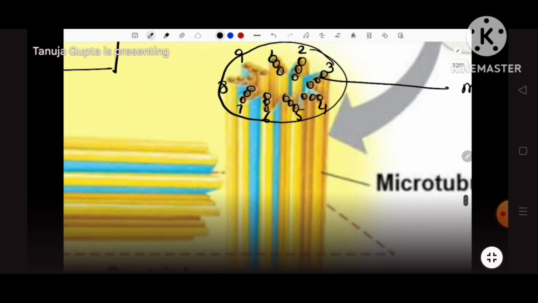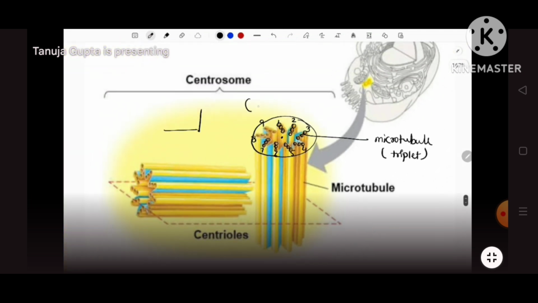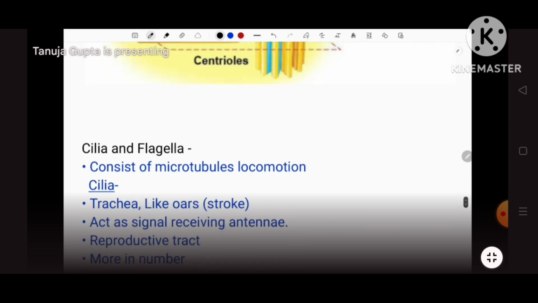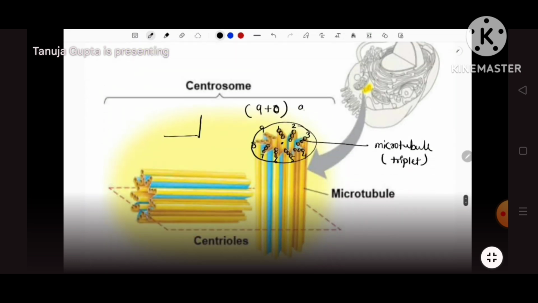See these microtubules. There are 9 sets. In the center nothing is there. So it is generally said to have a 9 plus 0 arrangement. It is simply said 9 plus 0. 9 plus 0 means what? 9 are present at the periphery, and 0 microtubule in the center. There is no microtubule in the center. At 9 places microtubules are present on the periphery. So you just write it like this, 9 plus 0 arrangement.